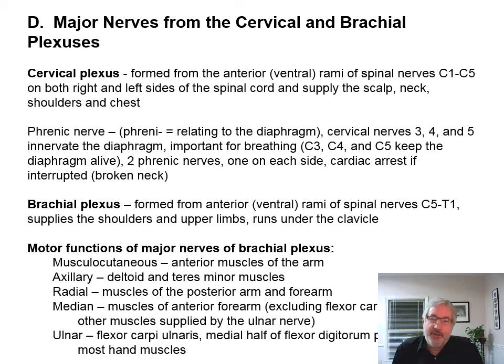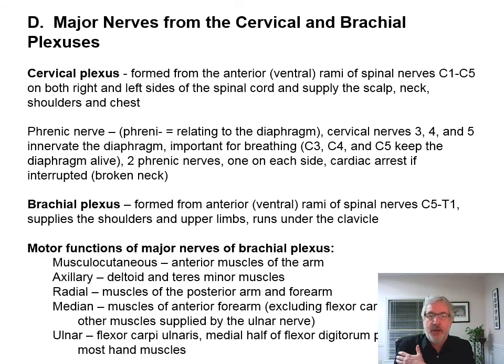So, the brachial plexus is also formed from the anterior ventral rami of spinal nerves C5 through T1, and supplies the shoulders and upper limbs, and runs under the clavicle. Remember, the collarbone. The major nerves out of the brachial plexus are the musculocutaneous, which innervates the anterior muscles of the arm, in anatomical position, mostly the upper arm. The axillary does your shoulder as well as the teres minor muscle.